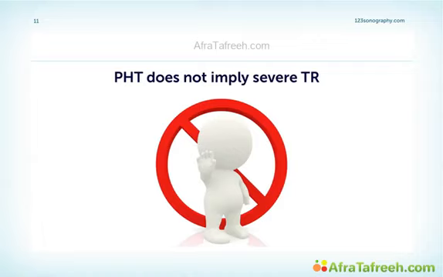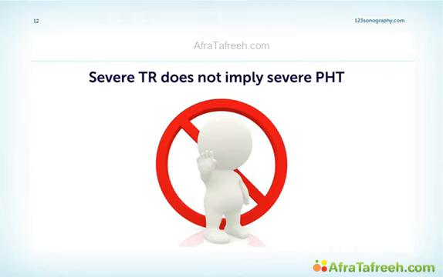But very important, keep in mind that patients who have pulmonary hypertension do not necessarily have to have severe tricuspid regurgitation. And vice versa, if someone has severe tricuspid regurgitation, it does not mean that he has severe pulmonary hypertension.